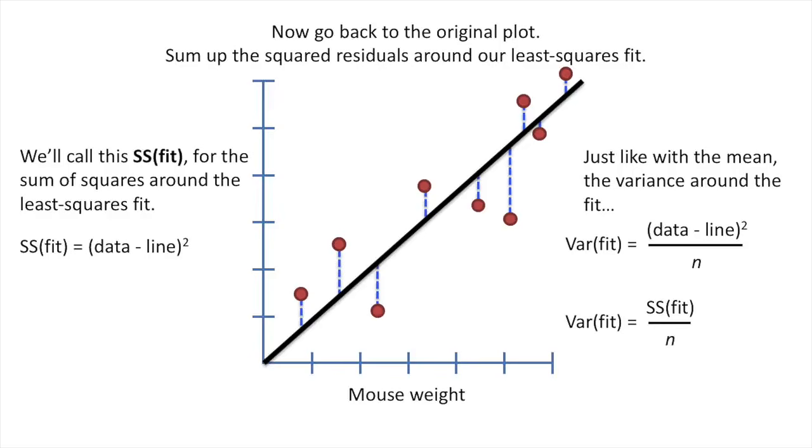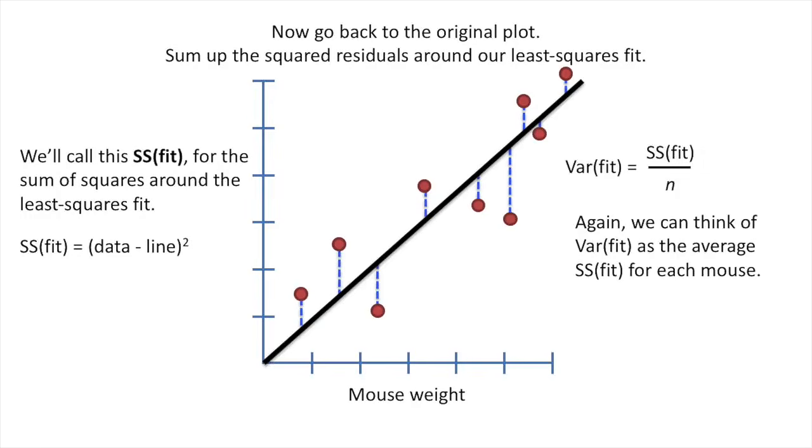The shorthand is the variation around the fitted line equals the sum of squares around the fitted line divided by n, the sample size. Again, we can think of the variation around the fit as the average of the sum of squares around the fit for each mouse.